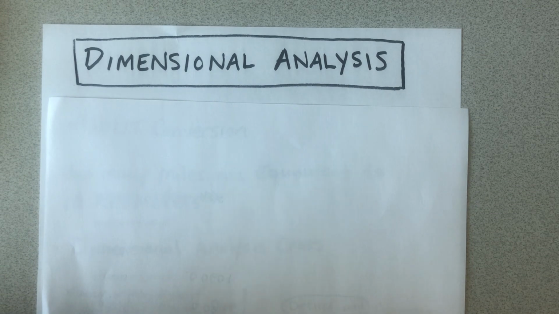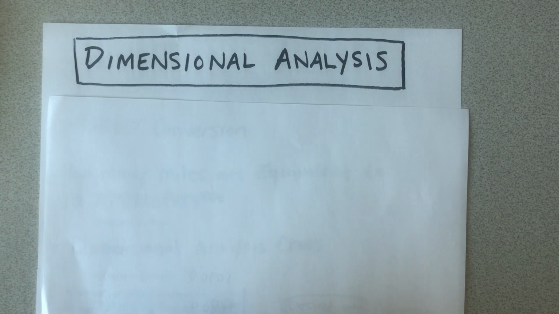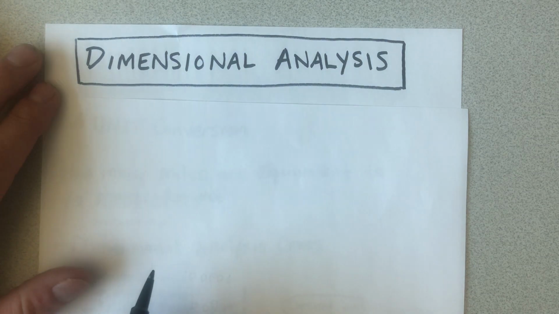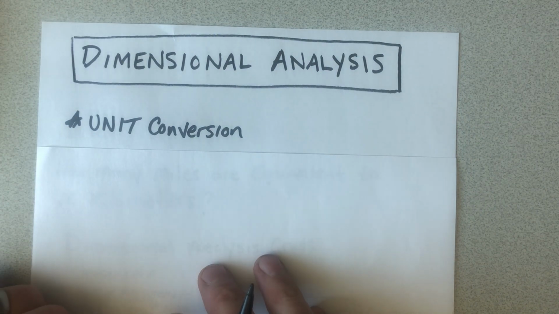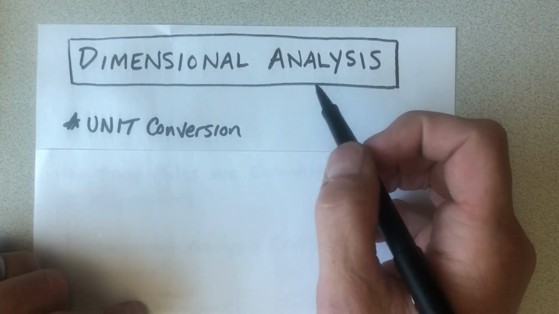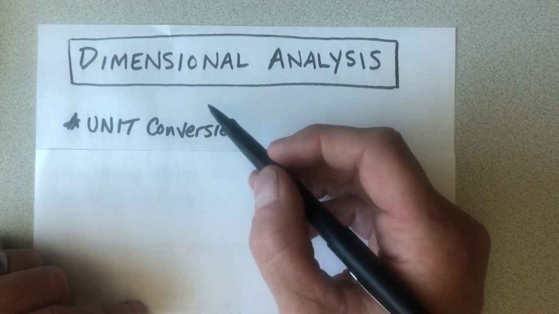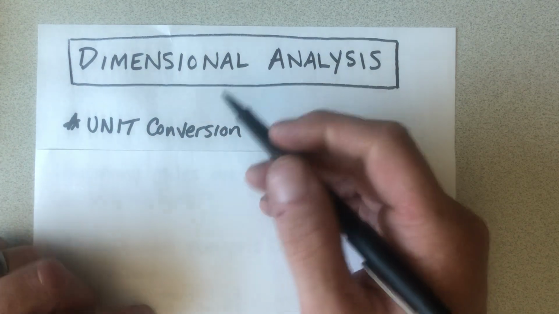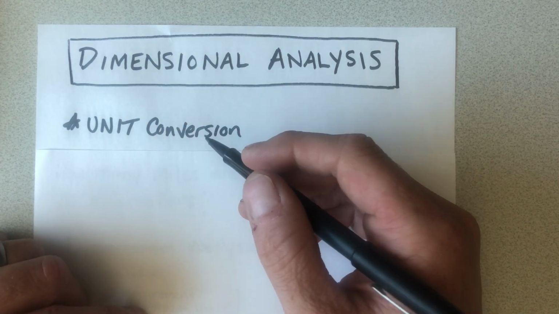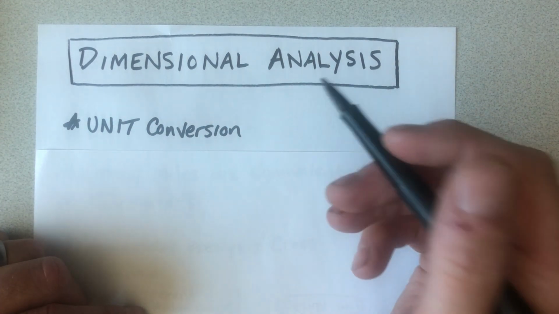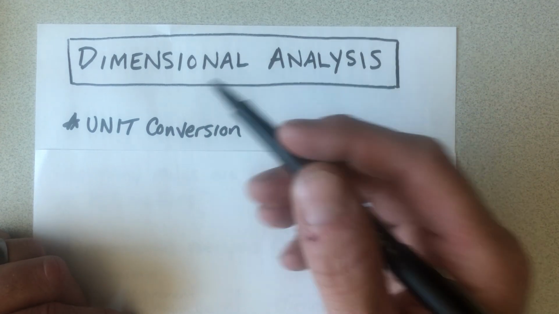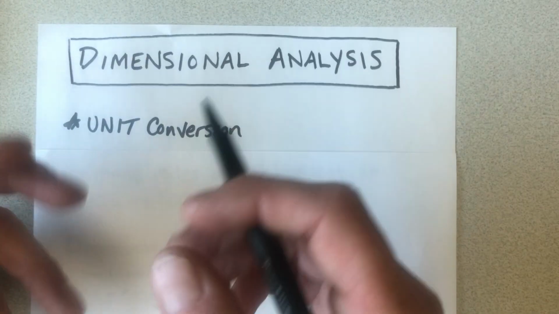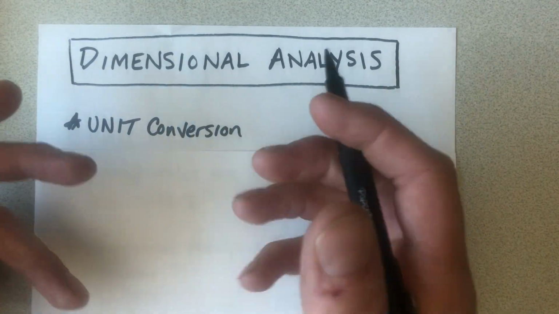All right, guys, this is dimensional analysis. Dimensional analysis is just a fancy way of saying unit conversion. The reason it's called dimensional analysis in connection with unit conversion is, let's say length. There are many different units of length that you can have: meters, miles, kilometers, centimeters.